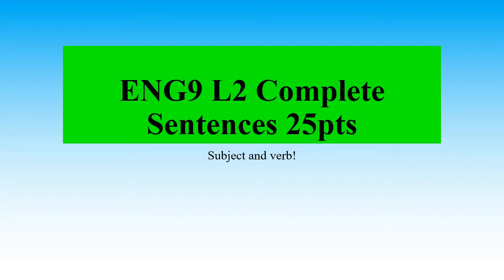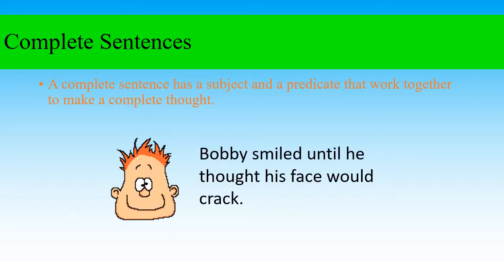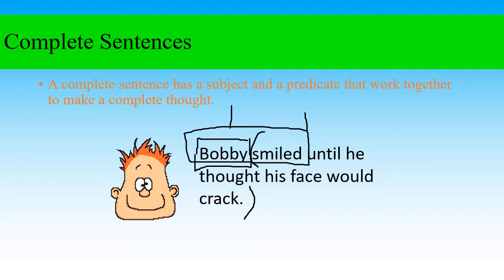You gotta have a subject, you gotta have a verb. A complete sentence has a subject and a predicate that work together to make a complete thought. Bobby smiled until he thought his face would crack. The subject here, the person that the sentence is about, or the thing, that's Bobby. And a predicate, that means everything after the subject. What did Bobby do? He smiled until he thought his face would crack. You could just say Bobby smiled, and that's a complete sentence because you have a subject and you have a verb. It's an action.